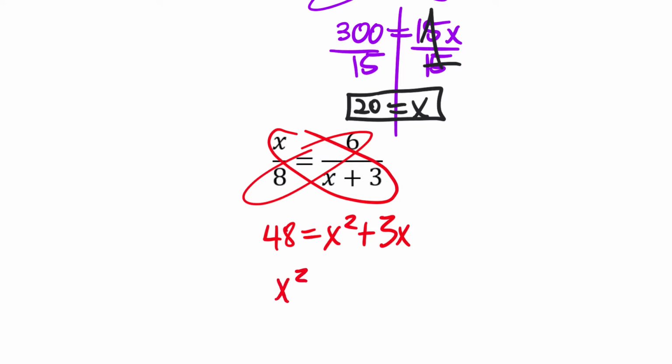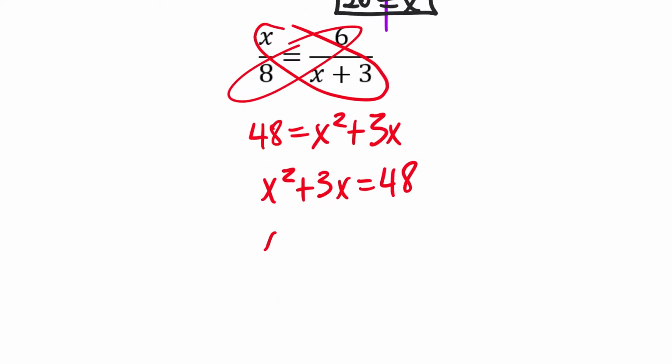Okay, so what I'm going to do is I'm just going to flip this around first. X squared plus 3x equals 48. And then what do we do from there? Subtract 48. Okay, so we just subtract the 48 from both sides, set it equal to 0.